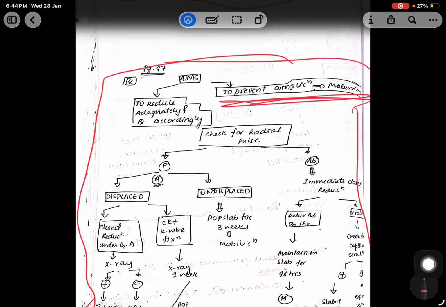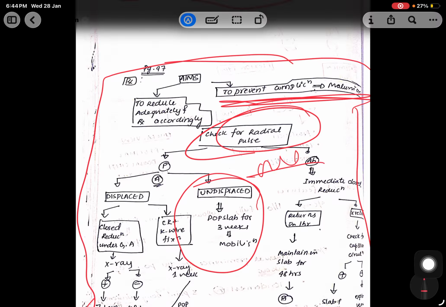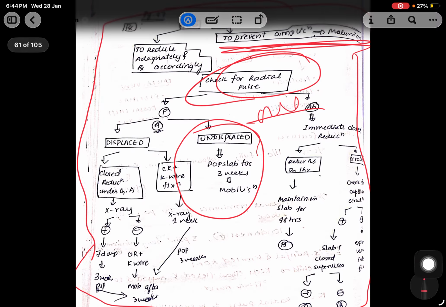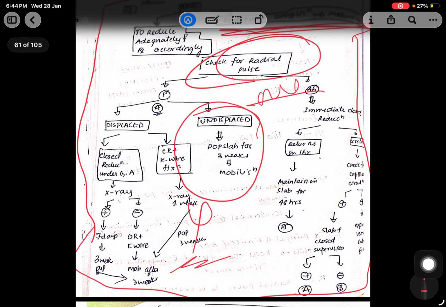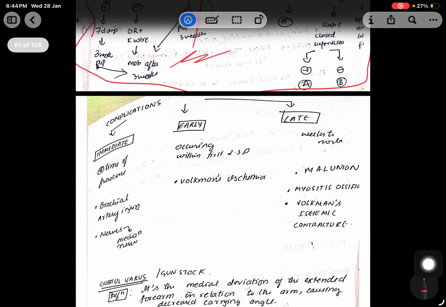That's the main thing. So whenever this patient comes, obviously you check for radial pulse, because neurovascular assessment is a must. Then check whether it's displaced or undisplaced. If it's undisplaced, put POP and send. If it's displaced, then you have to do a closed reduction if it's possible under general anesthesia, or you can go with K-wire fixation. Okay, if it's abnormal, then immediately do the closed reduction. Look for the vascular bleed, control it, then put a slab and come back.